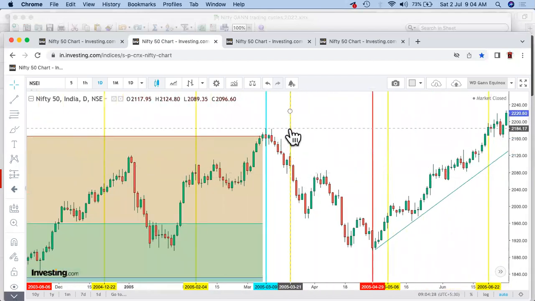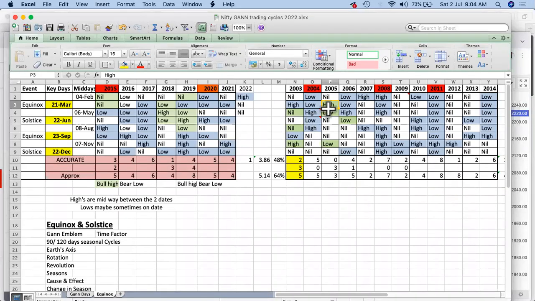So 21st of March was not a high-low date especially, but as an approximation, this is nearer to the high date. So we have considered that as a high. That's why it has been marked in green. We come to the next date, which is 6th of May.